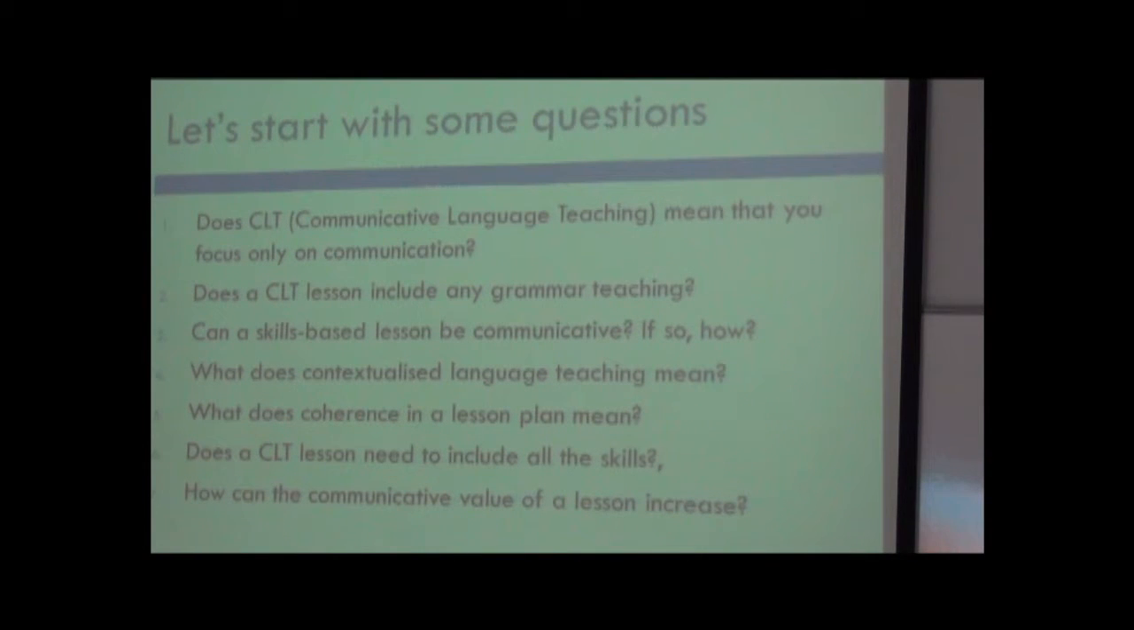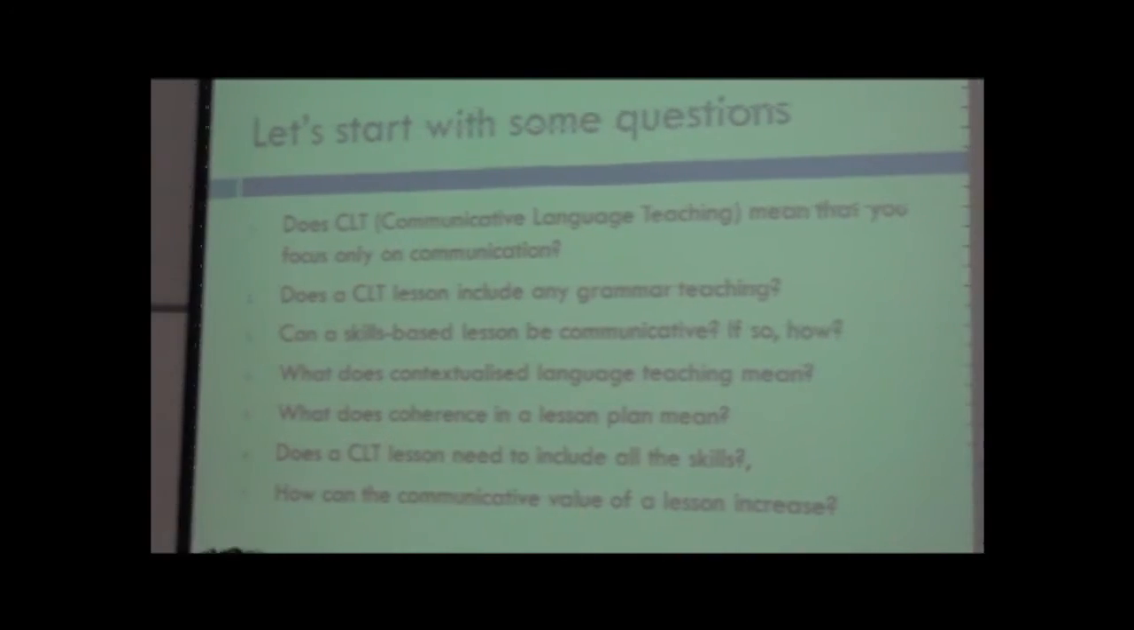What does coherence in a lesson plan mean? What does a communicative language teaching lesson need to include? Does communicative language teaching include all skills? How can the communicative value of a lesson increase? Okay, those are our questions. I should shut up.